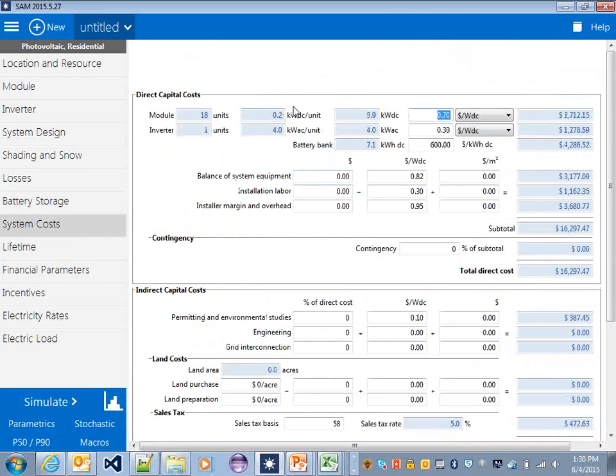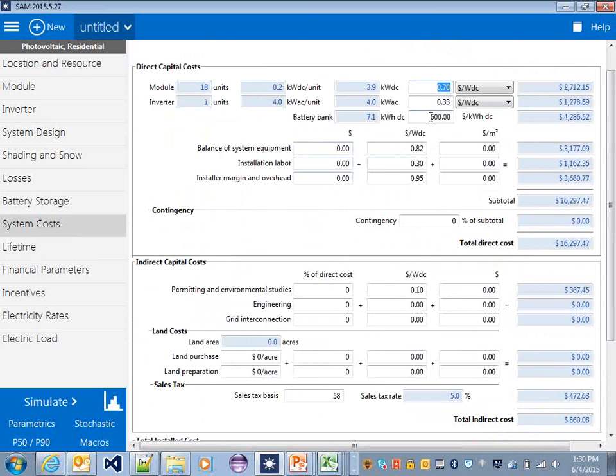A few last things on the system costs page for the initial cost. We'll also just put in 430 here, just to keep it straightforward. And so this tells us our battery bank is 7.1 kilowatt hours at $430 a kilowatt hour. So an initial payment of about $3,000 uninstalled. We won't worry about trying to model installed costs for now.